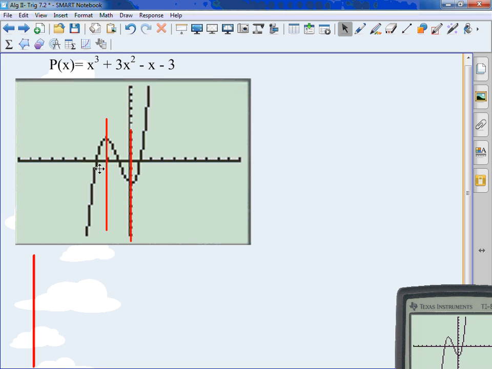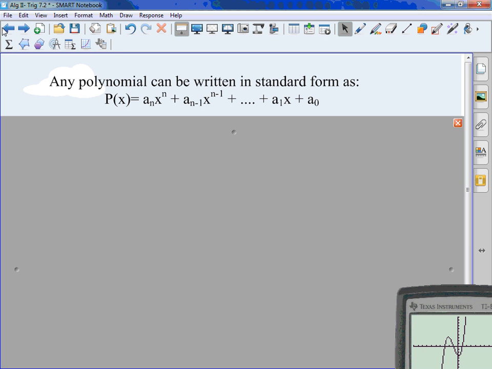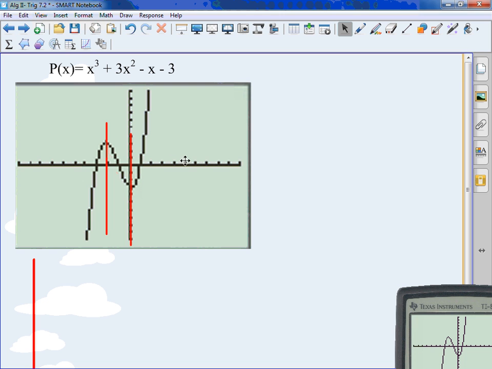This one doesn't have a maximum or a minimum, because the lowest it goes is negative infinity. The highest it goes is positive infinity. But at one point, this is the local max. At one point, this is the local min. All right, what we're going to do is say when it's increasing, when it's decreasing.